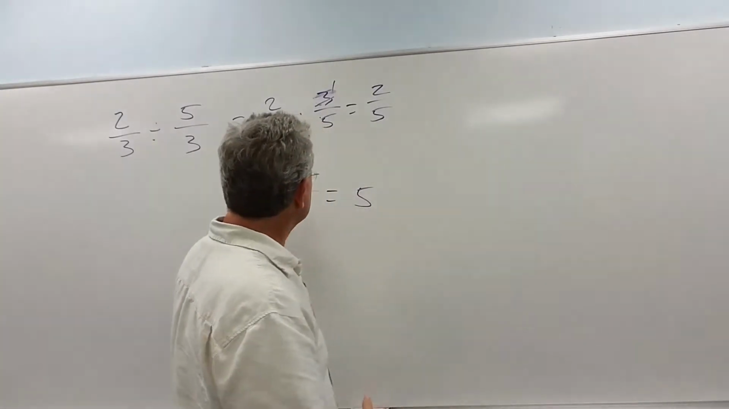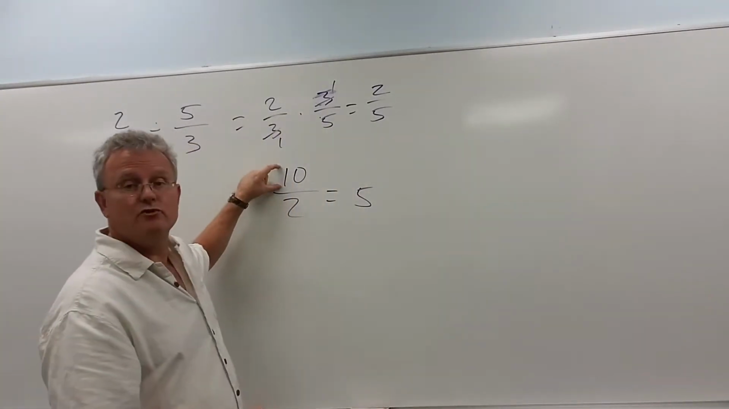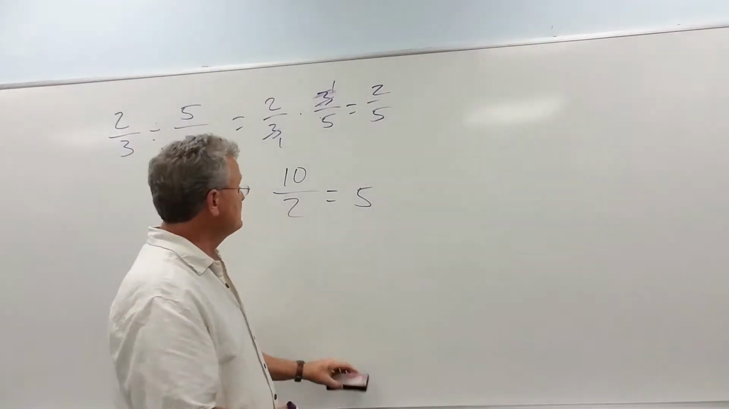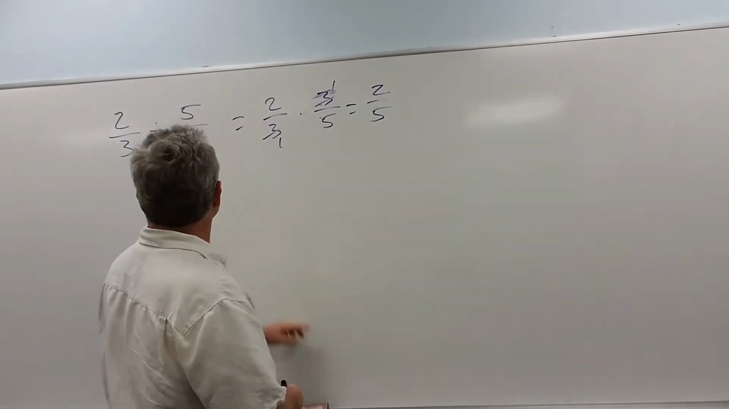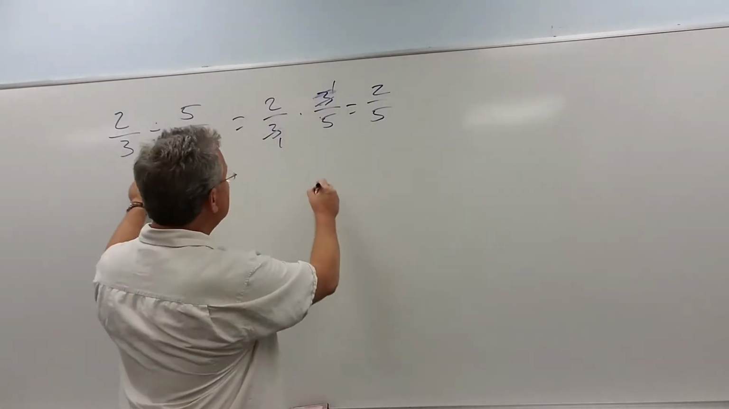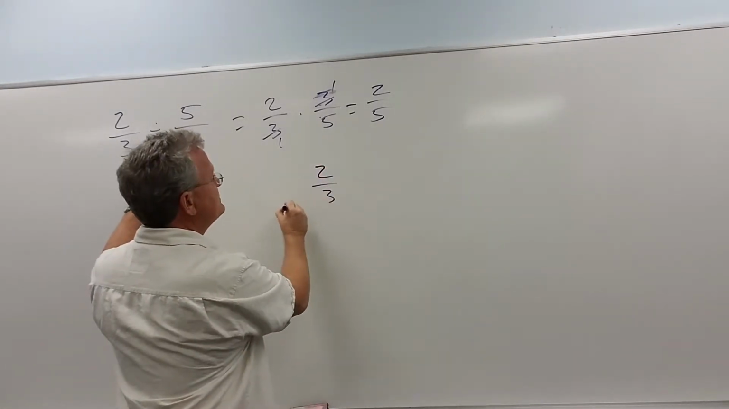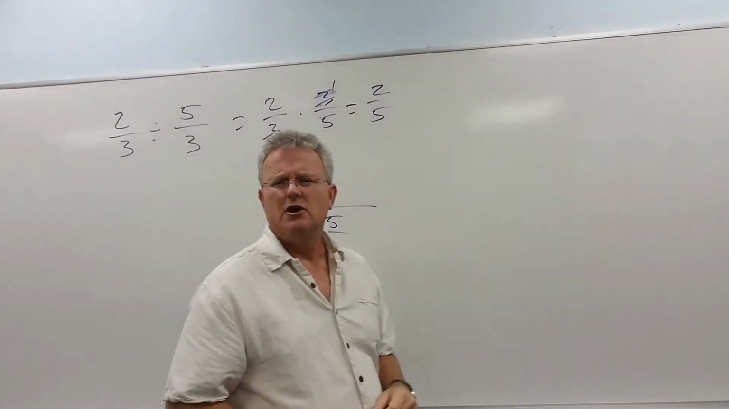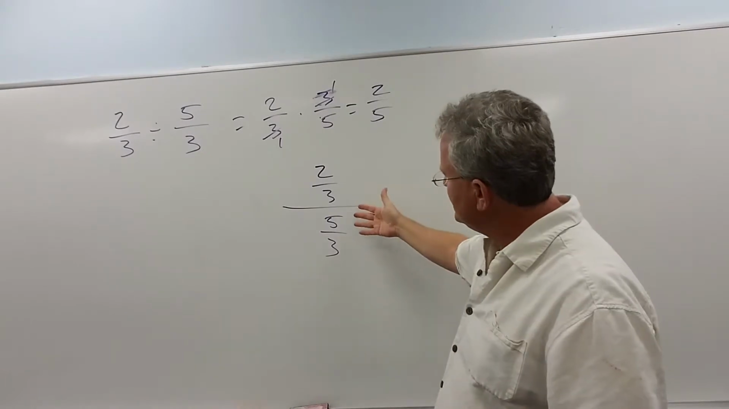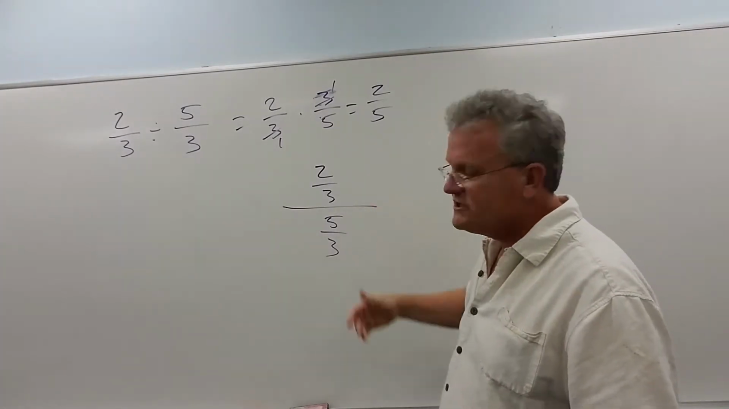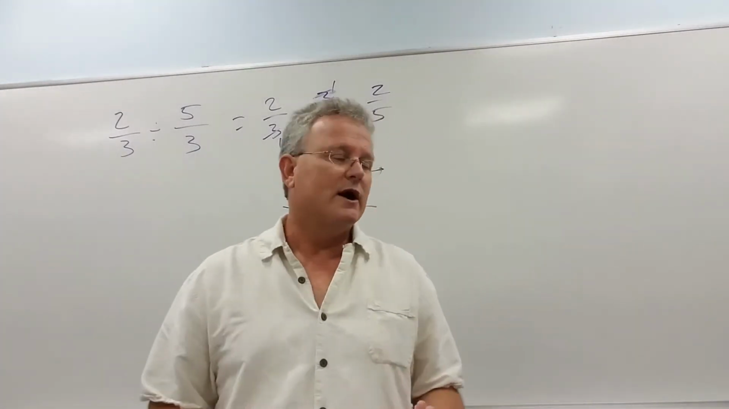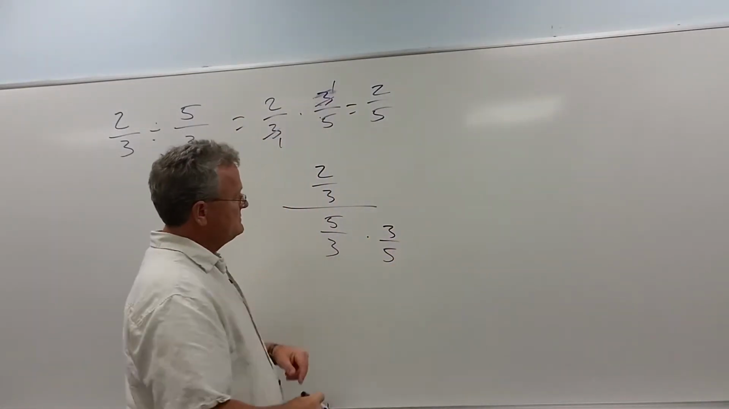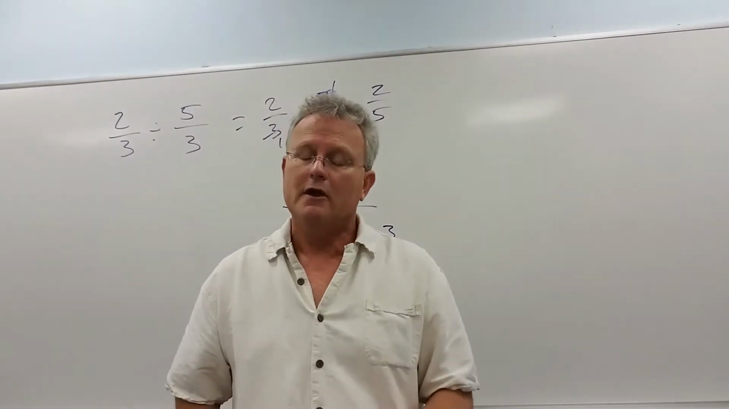Well, now let's consider a fraction where the numerator and denominator are fractions instead of whole numbers. So, for example, let's go back to this. This we can write as 2/3 divided by 5/3. And the question here is, what do we do to get this fraction so the denominator is 1? Well, we can multiply the denominator by 3 over 5, so the denominator becomes 1.